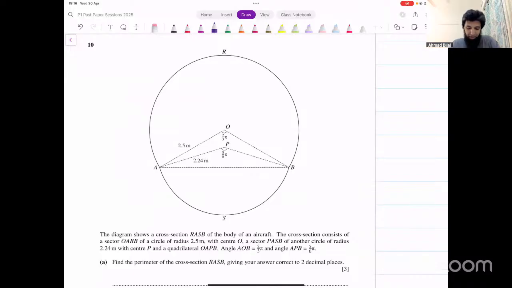Okay, this one you're saying. All right. The diagram shows a cross section RASB of the body of an aircraft. The cross section consists of a sector OARB of a circle of radius 2.5 centimeters. So this is the cross section.